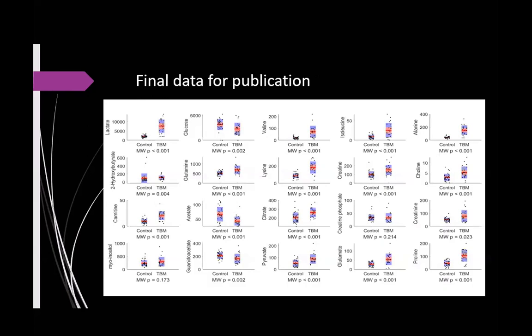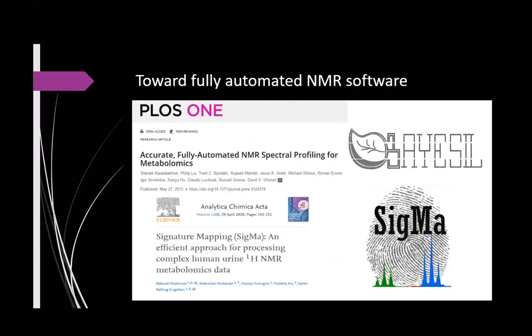So now we have the concentration values. We've completed our metabolite profiling. You can see it's a bit of a process from beginning to end, but if you do it right, you get good quality outputs. And that's what you need for publication purposes.